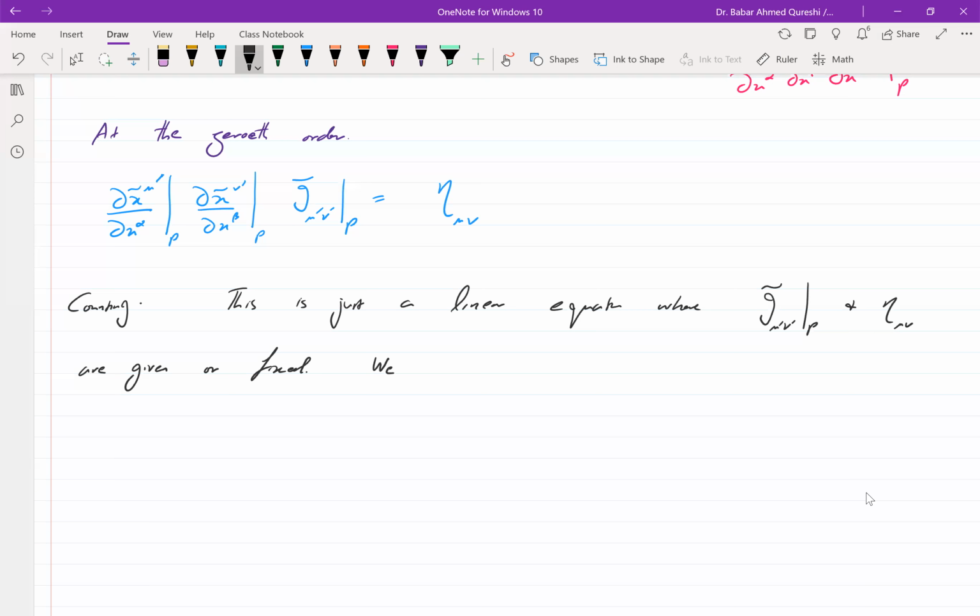And we are looking for, because we are constructing a new coordinate system, so we are completely free to invent a coordinate system. So we are looking for the unknowns, and that coordinate system I am constructing by constructing its Taylor series. So how do you construct the Taylor series? You have to give the Taylor coefficients. So we are looking for the unknowns, which are dx mu dash, these first derivatives. These are the unknowns, so that this equation is solved.